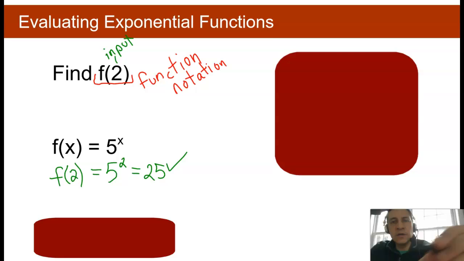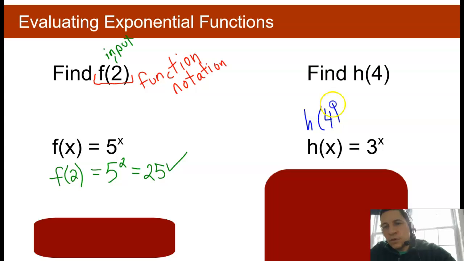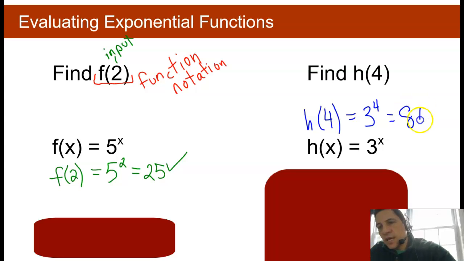Here's one for you to try on your own. If you had to evaluate this function at h of 4, you would take 3 to the 4th power. 3 to the 4th just means 3 times 3 times 3 times 3, which is 81.